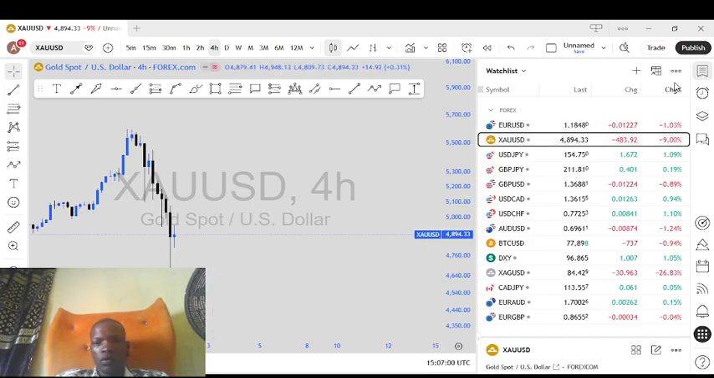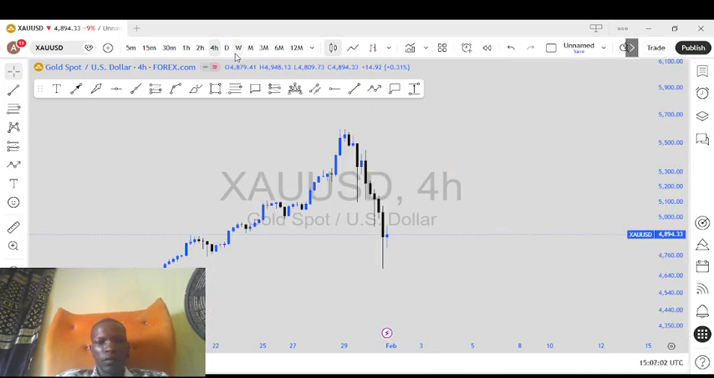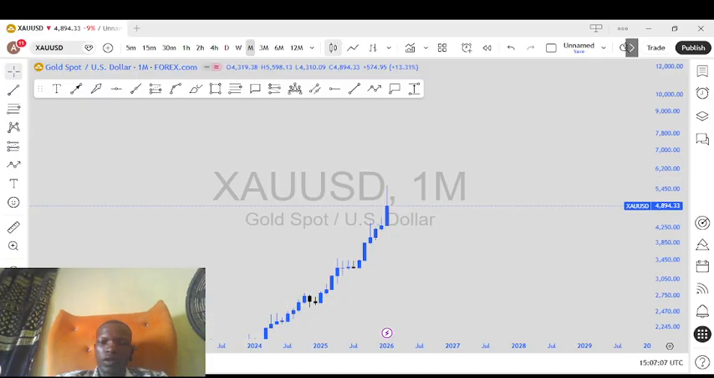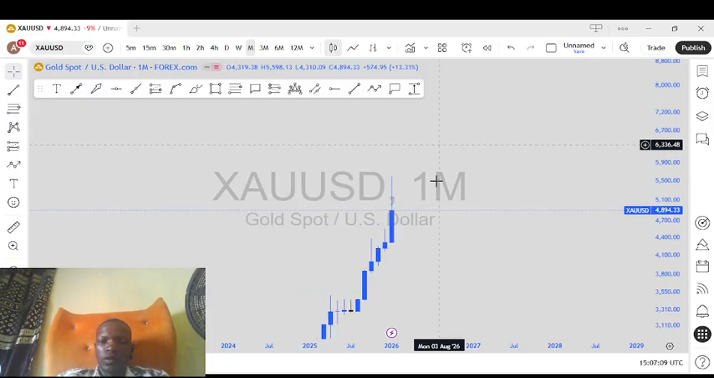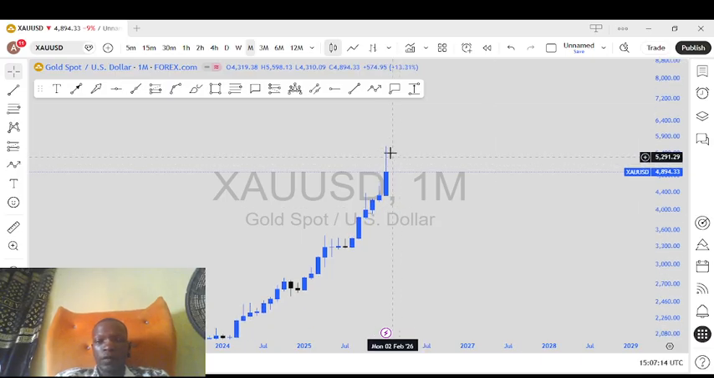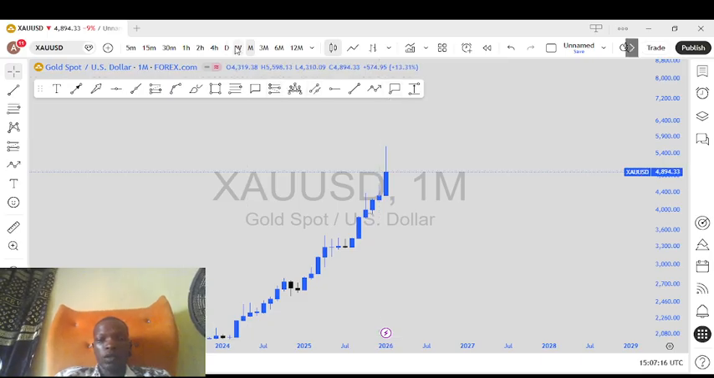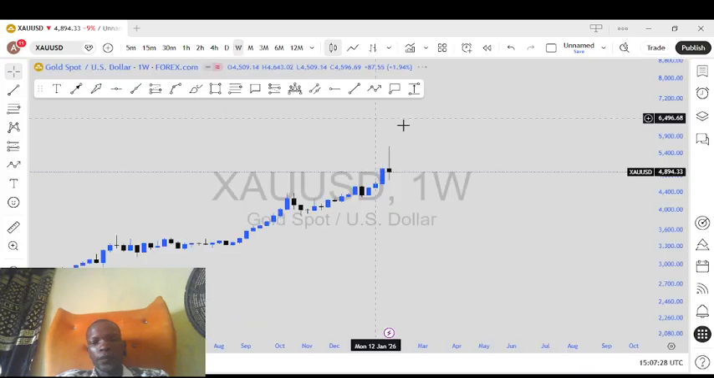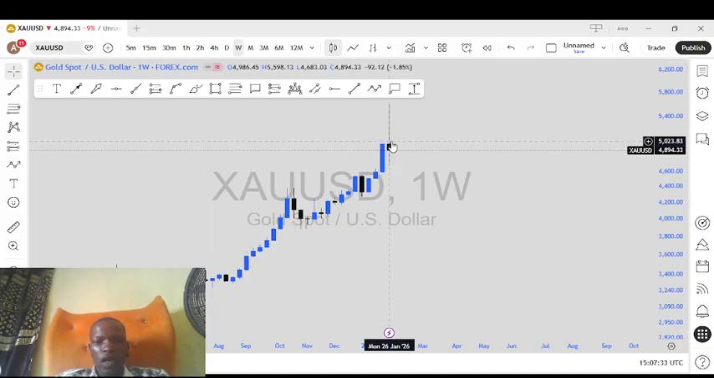On this XAUUSD, let's start from the monthly time frame. On this monthly time frame, we can see the market is giving us contraction. See this week. We don't have much information from there. We still see that the market is bullish, but as this contraction is coming, we can see the market has started reversing.